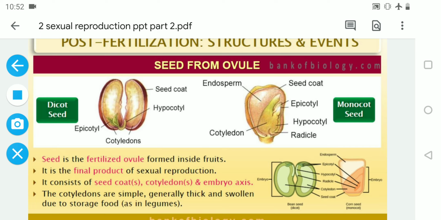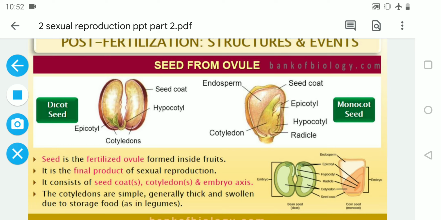And in case of the dicot, two cotyledons are present. What about in case of the monocot? Yes, a single cotyledon is present along with the embryonal axis, so that you can identify clearly the embryonal axis also, isn't it? Yes. The cotyledons are simple. Generally, they are thick and swollen due to stored food. So generally, the cotyledons are clearly identified and observed in case of the legumes.